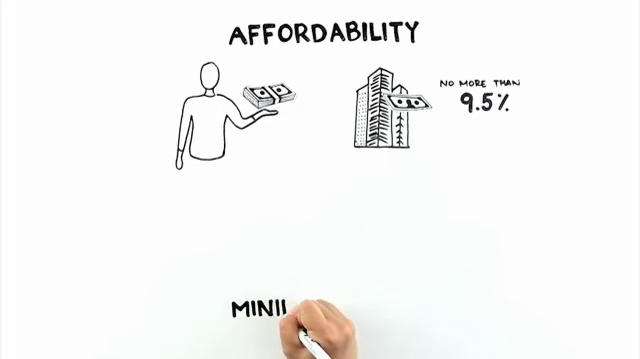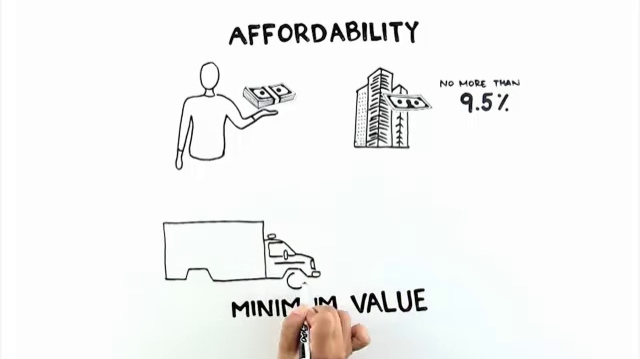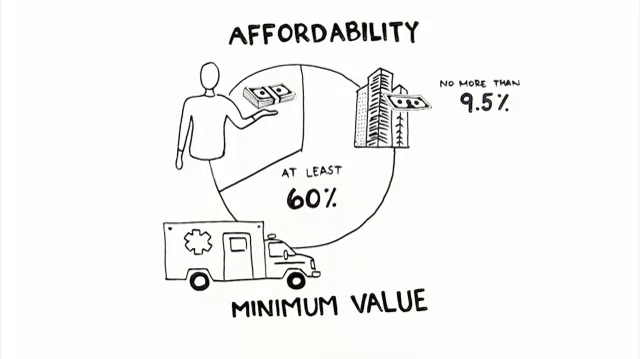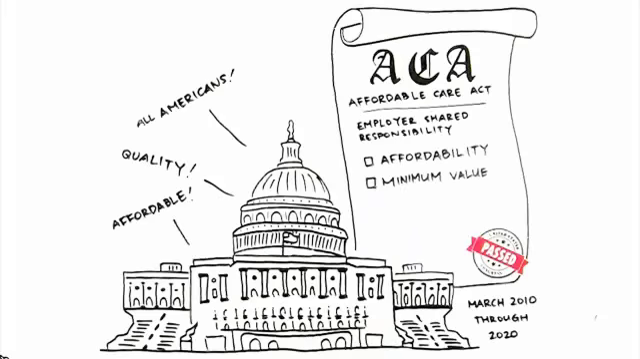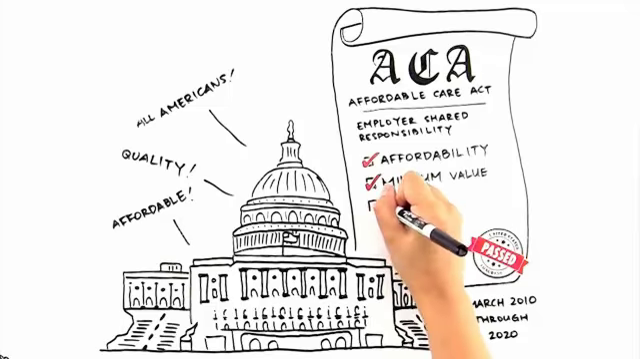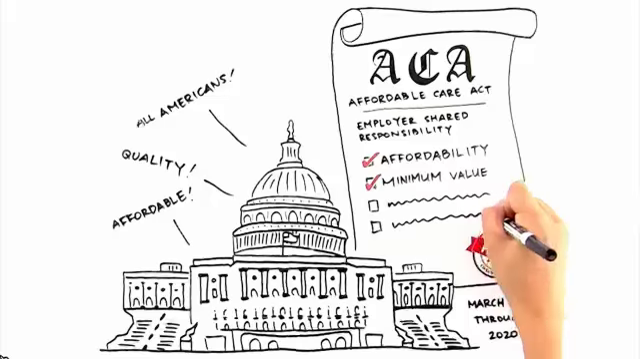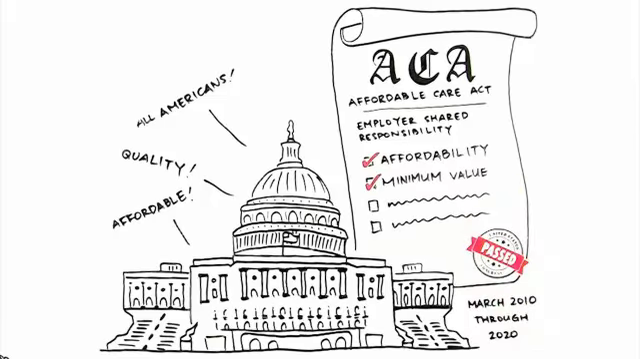Coverage is deemed to provide minimum value if the plan covers 60% of the total allowed cost of benefits provided under the plan. The good news is that the health coverage offered by the state already meets these standards for 2015. Additional provisions will take effect over the next few years. More information will be available as they are released.